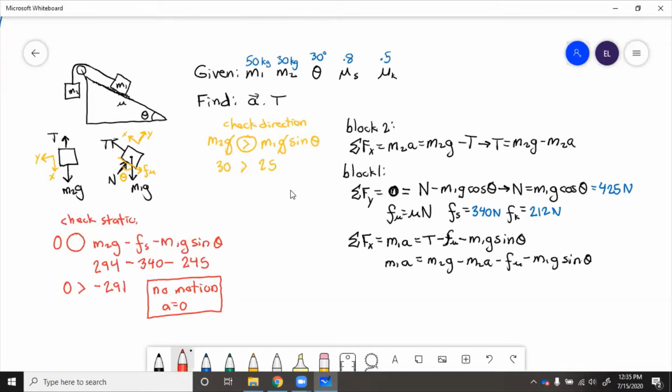So knowing that acceleration is 0, now we can go over here and solve for tension. So in this case, T just equals M2 times G, 294 newtons.